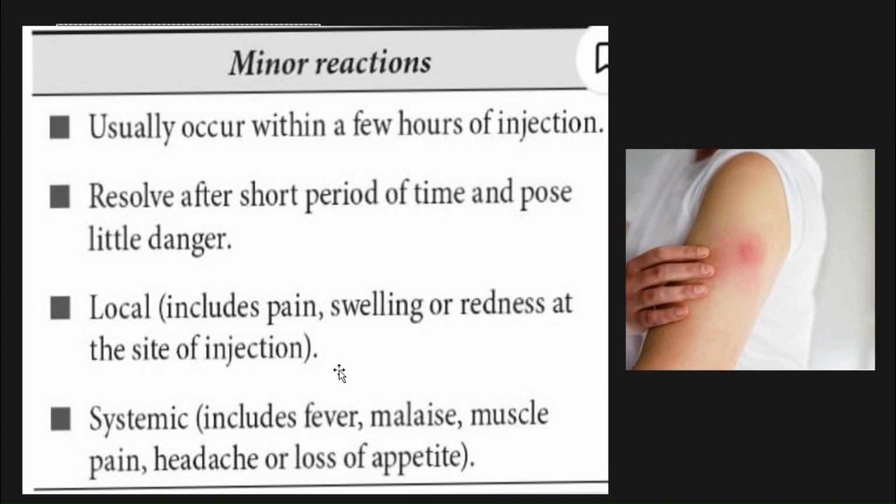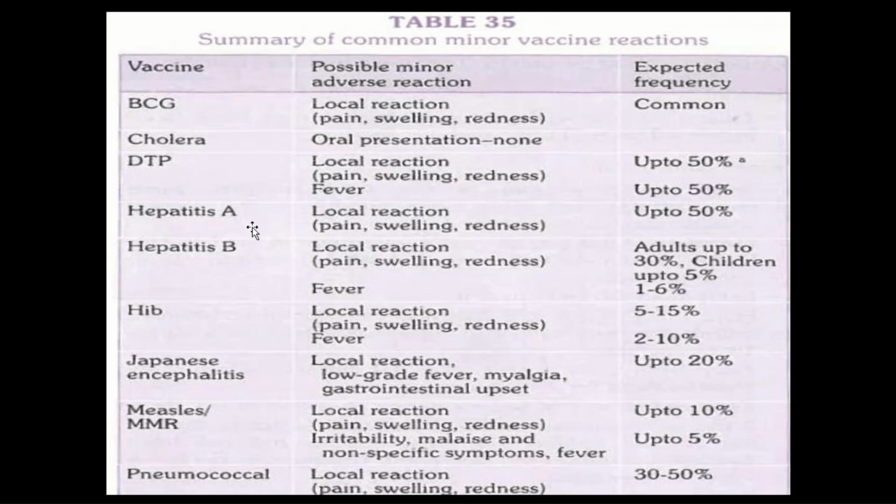When you consider minor reactions, they actually occur within a few hours of injection, and they only last for a short period of time. This includes symptoms like pain, swelling, or redness at the site of injection. In all cases of minor reaction, the symptoms that you have are local pain, local swelling, or local redness at that particular site only. So for all these vaccines, we have some minor reactions also.